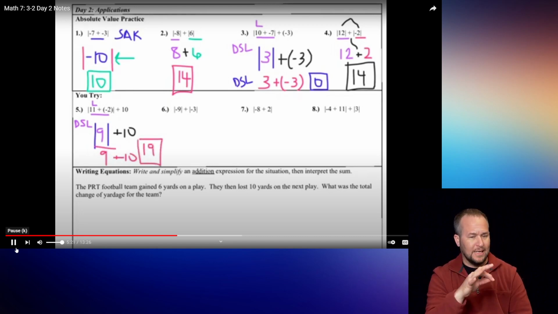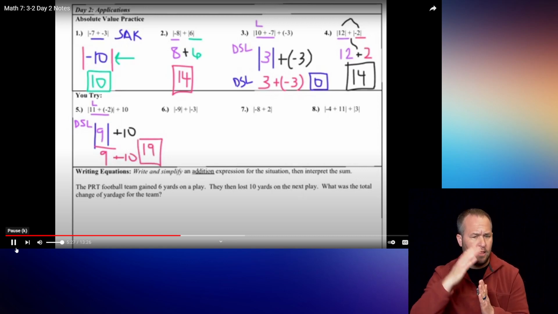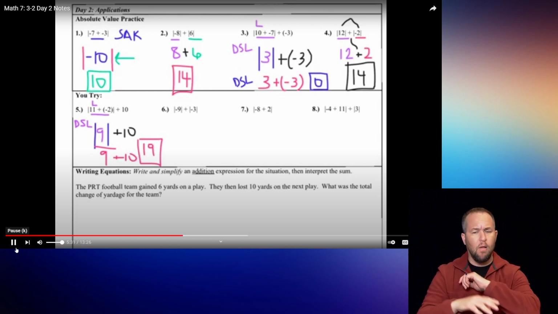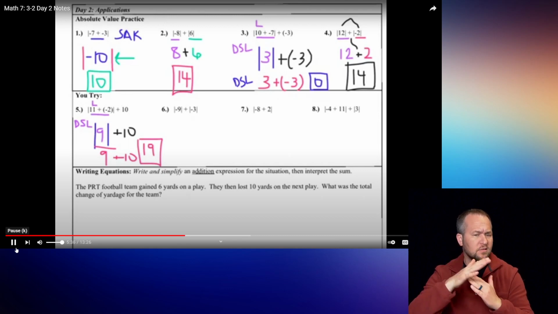All right, and before we get started on example 6, I want you to write your favorite season at the top of these notes, whether that be fall, spring, summer, winter. What is your favorite season? Go ahead and write that up at the top.